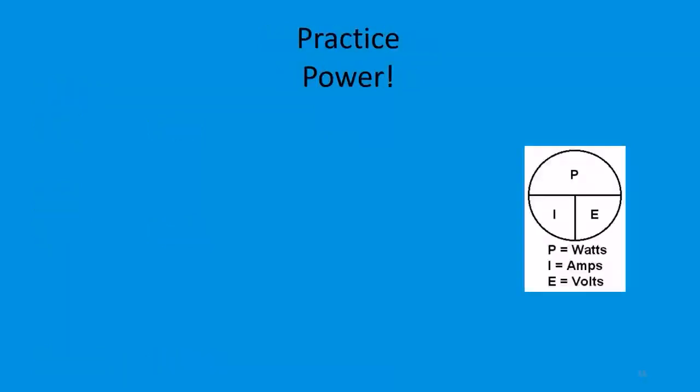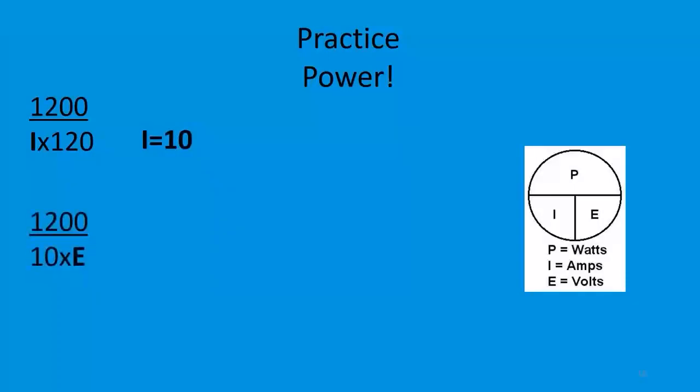Let's keep practicing with power. We have 1200 watts and 120 volts. We divide 120 up into 1200, and that's going to give us our current, 10 amps. We have 1200 watts and 10 amps. We're going to divide 10 up into 1200, and that is going to give us our voltage, 120. We have 10 amps and 120 volts. We multiply those together, and it's going to give us our total wattage, which is 1200.